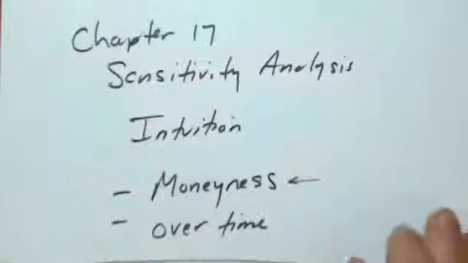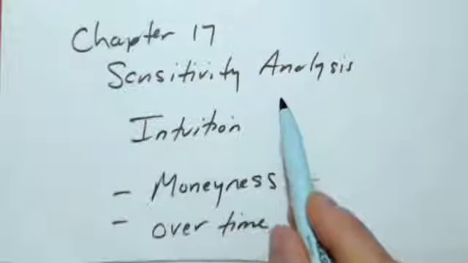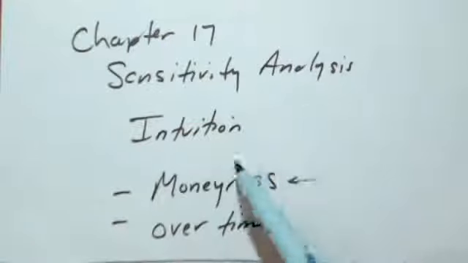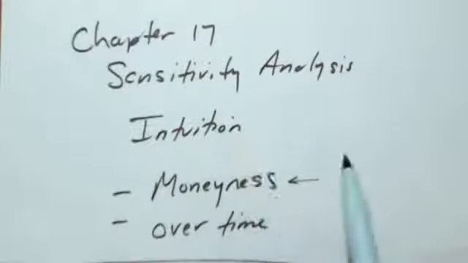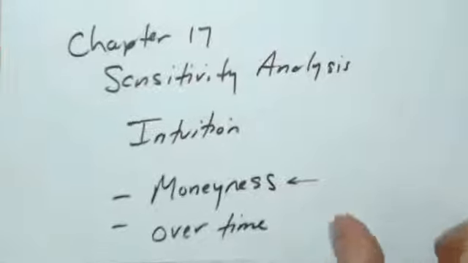This video will cover Chapter 17, Sensitivity Analysis, and focuses in on the intuition of the Greeks. We'll look at Greeks relative to moneyness and Greeks over time, in other words, as the option matures. We'll tend to focus on call options, but I'll have a little bit of put action in the discussion also.